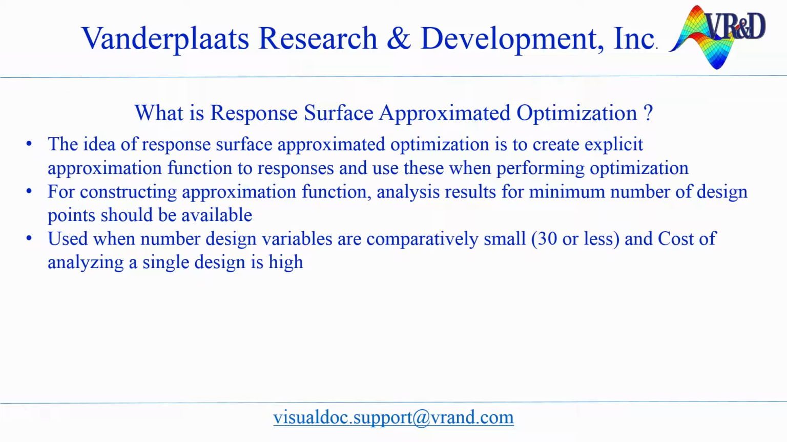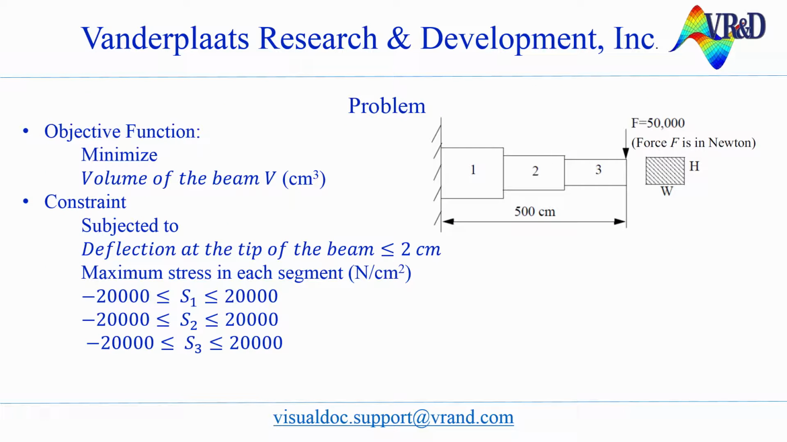Let's start with an example. I will be solving the stepped rectangular cantilever beam problem. A cantilever beam with 3 equal length segments is used. The total length of the beam is 500 centimeters. The beam is loaded with a vertical force of 50,000 newtons at the tip. The design variables are the width and height of each segment. Responses include the volume of the beam, the displacement at the tip, and the maximum stress in each segment of the beam.